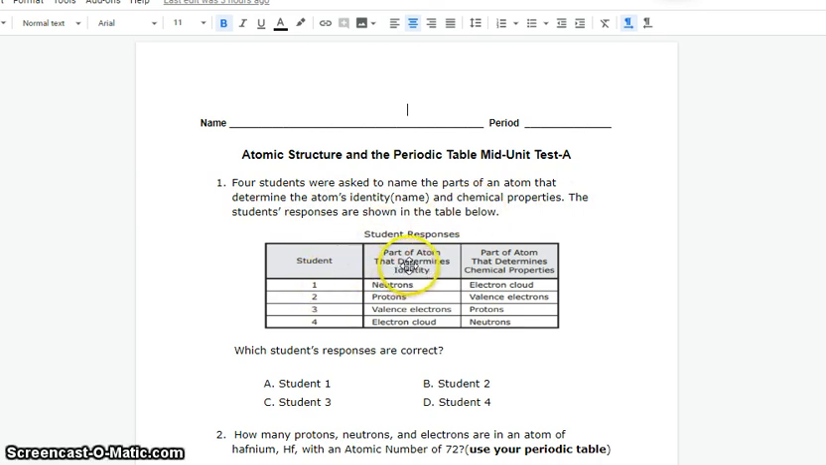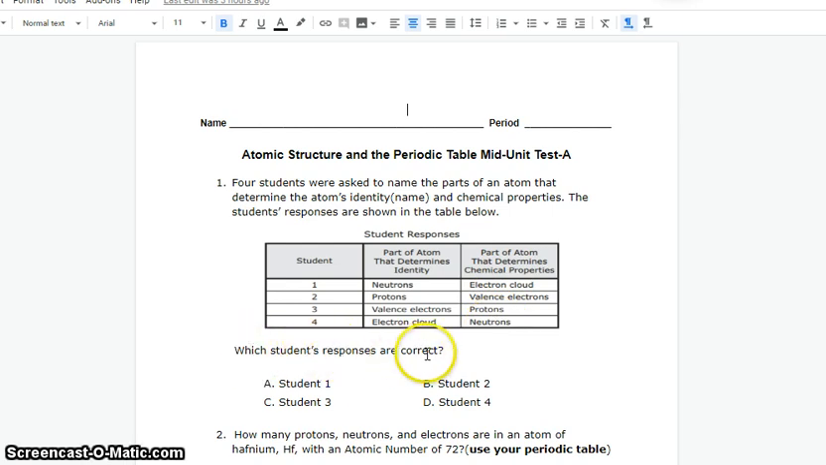Student 1 says you get the name from the neutrons and the chemical properties from the electron cloud. Student 2 says you get the name from the protons and the chemical properties from the valence electrons. Student 3 says you get the name from valence electrons and the chemical properties from protons. Student 4 says you get the name from the electron cloud and the chemical properties from neutrons.